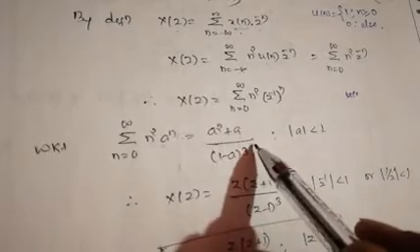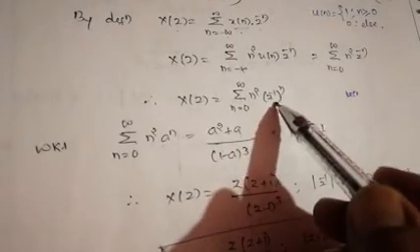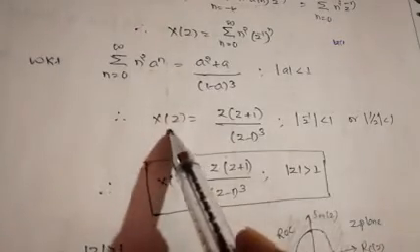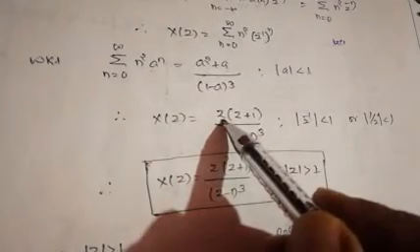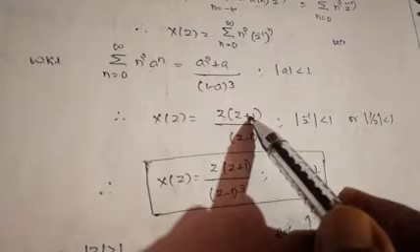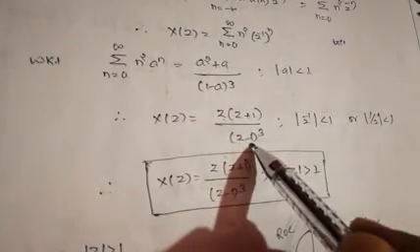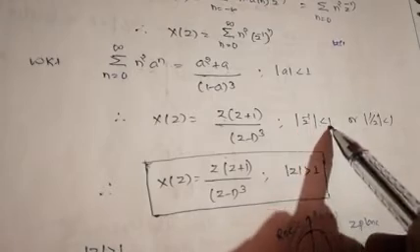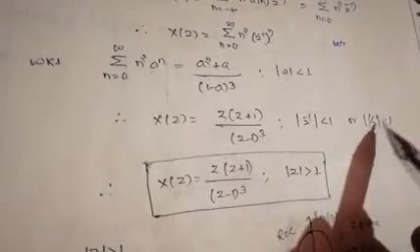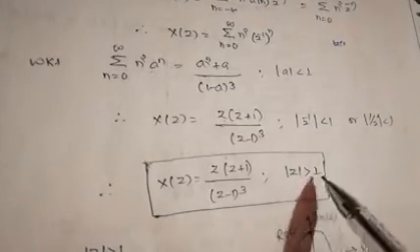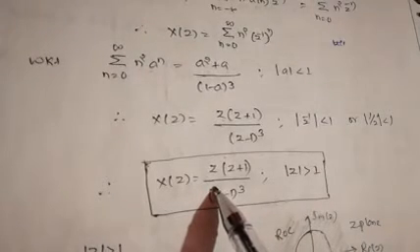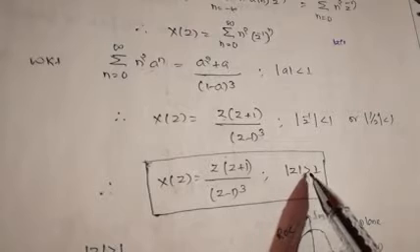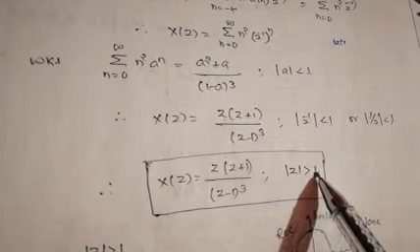In this case, a equal to z raised to minus 1. Let us substitute in the formula. Hence, x of z equal to z into z plus 1 divided by z minus 1 whole cube, where z raised to minus 1 is less than 1, or we can write 1 by z is less than 1, hence mod of z is greater than 1. So this is the z transform of the given sequence. This is the ROC. It indicates ROC lies outside the circle of radius 1.